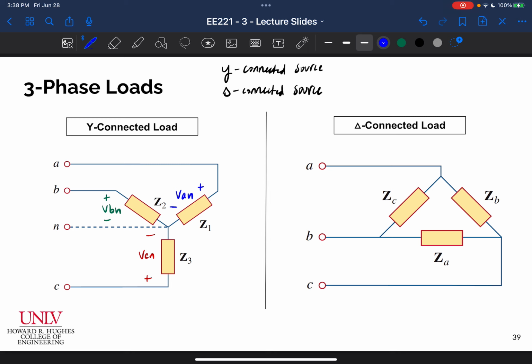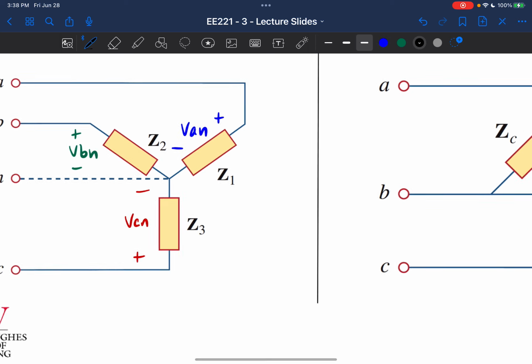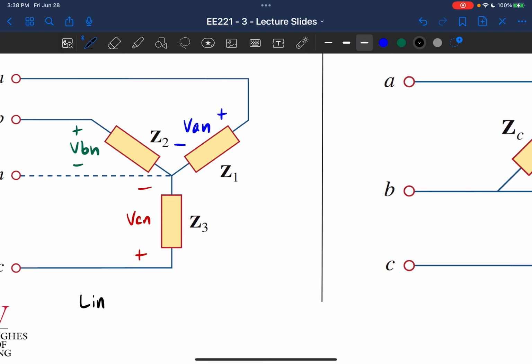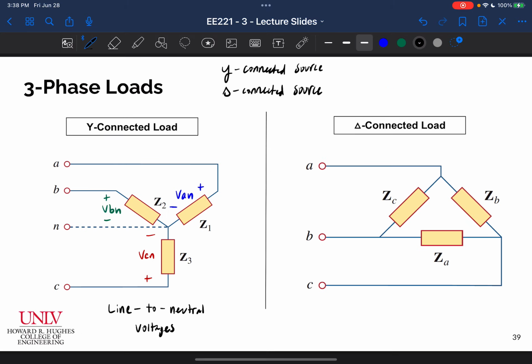And so what about the delta-connected load? Well, delta-connected loads don't have line-to-neutral voltages across them. So let's just say line-to-neutral voltages, right, are connected across our Y connected load.